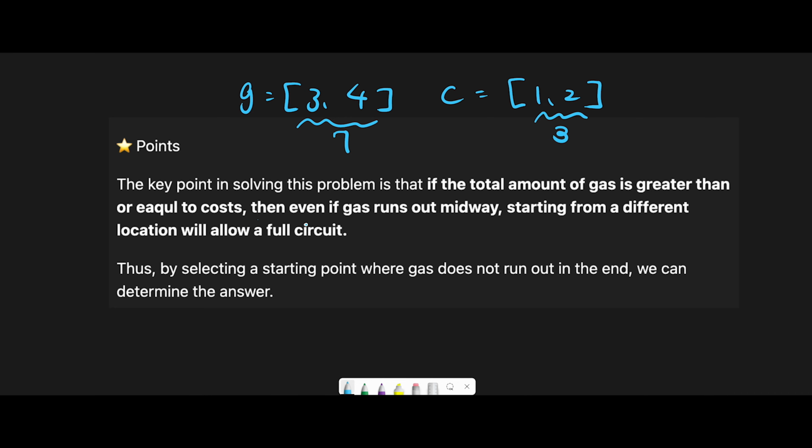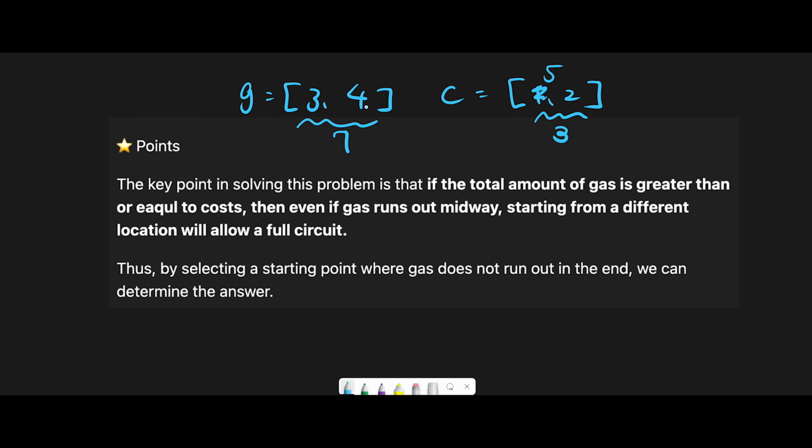So this is a second case. Do you remember? We have gas of 3 and 4, and the cost is 5, 2. So in this case, we can't start from index 0, right? Because our gas is 3 and the cost is 5. So that's why we try to start from index 1 instead of index 0.